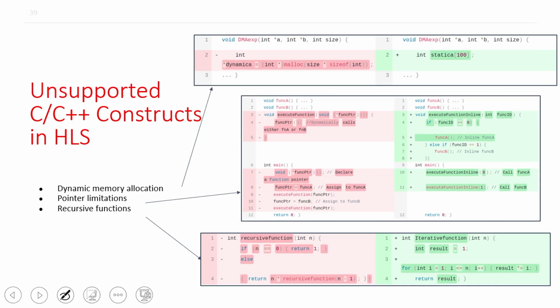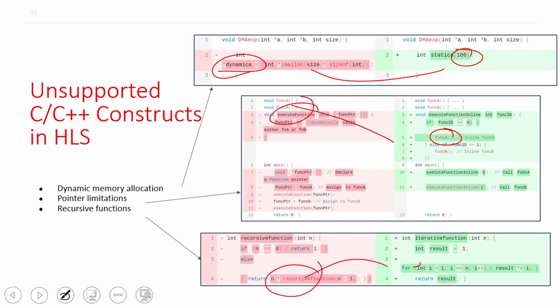Then as I mentioned, these are the kind of examples. Say for example, if you have a dynamic memory allocation, then you replace it with a static memory allocation. If you have a function pointer, you replace it with a fixed pointer and so on. If you have a recursive function here, you convert it into a for loop. So, this is what the LLM will do for you.